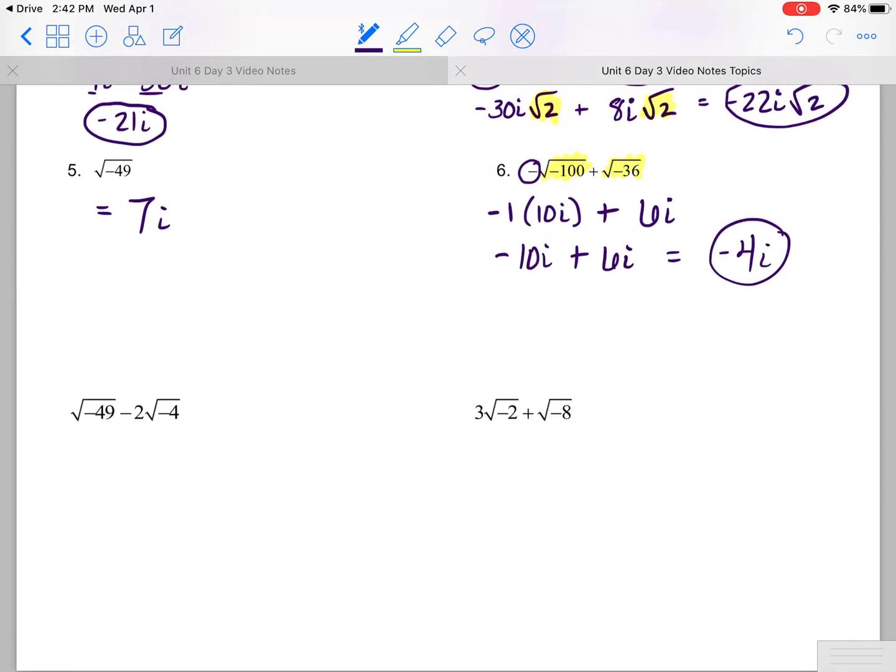Okay? So if you need to, pause the video and do these 2 examples on your own, and then play it again and see if you get the answers correct.